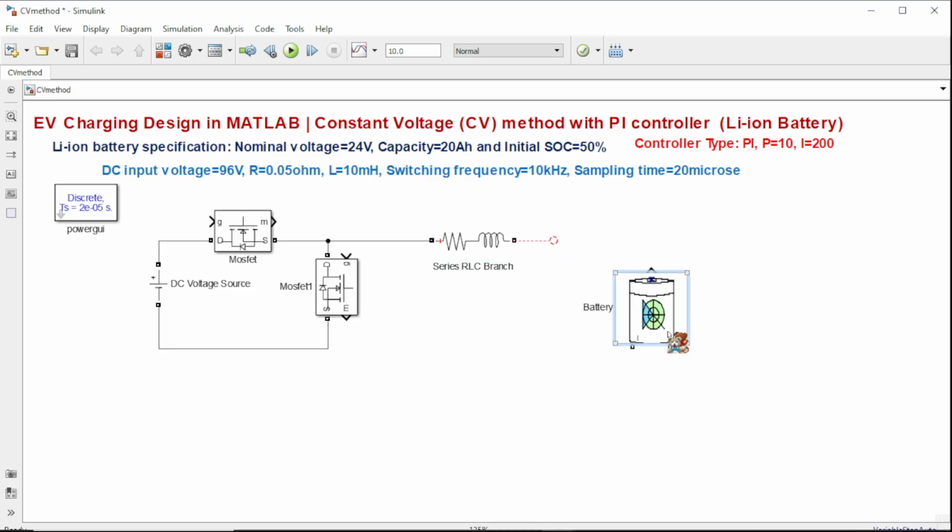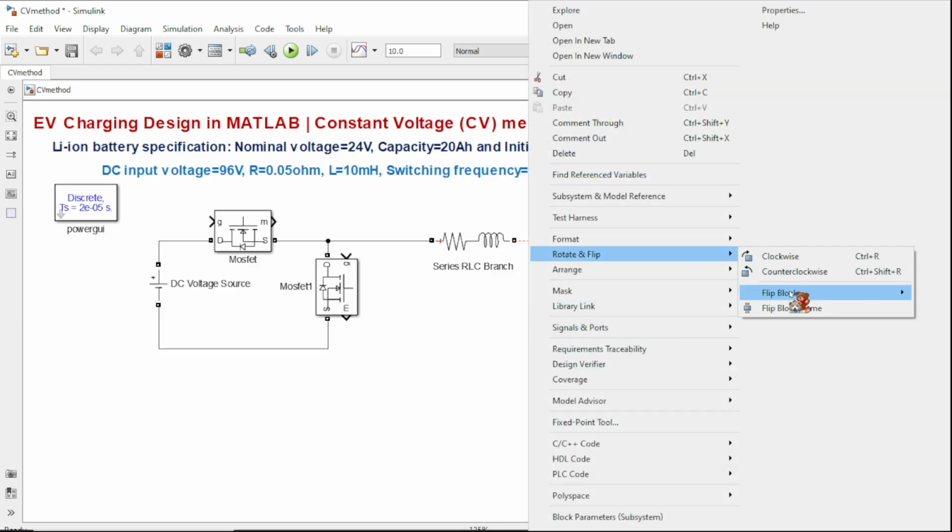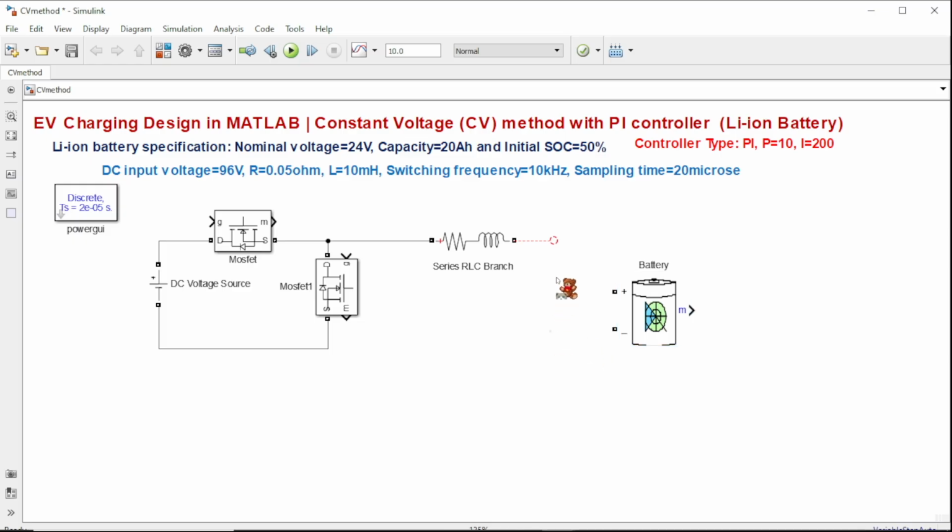So now I am just changing the battery terminal and flipping the battery terminal so that we can easily connect it to the other components. You already know how to flip that up down. So now connected to the positive terminal and here it is connected to the negative terminal.